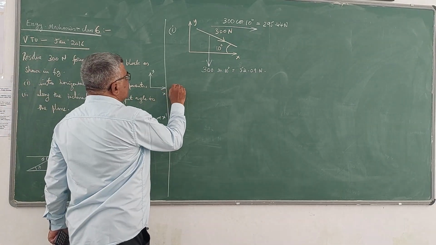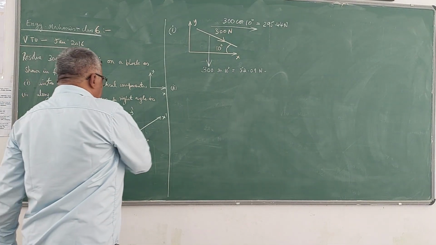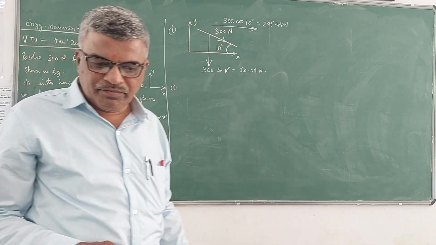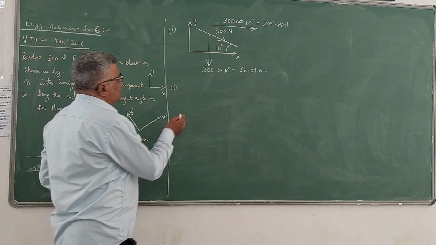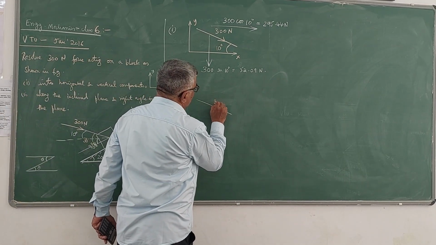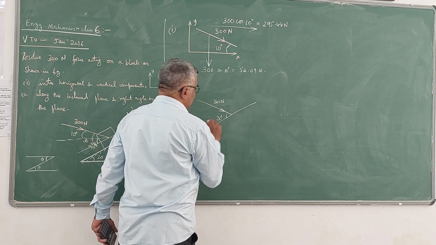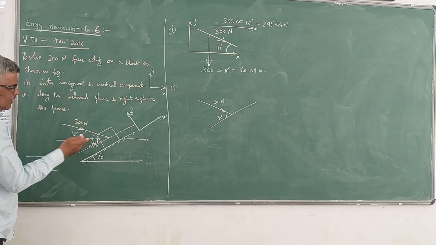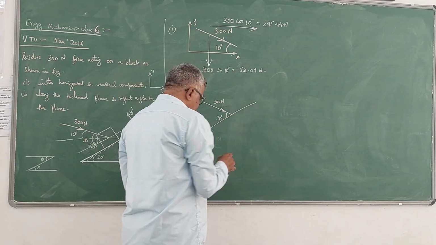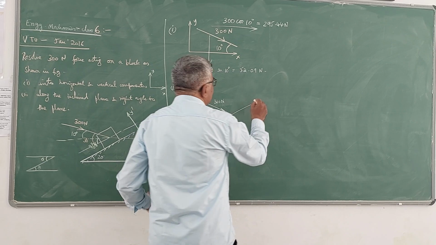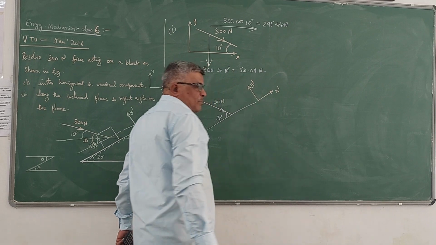Now the second part, he has asked the resolution along the parallel to the plane and perpendicular to the plane. If you take parallel to the plane and perpendicular to the plane, this 300 Newton force, you can see here, this 300 Newton force is acting at an angle of 30 degrees only with the plane. Okay, now this is the plane. The angle made by this 300 Newton with the plane is given as 30 degrees. So now the axis of reference will be now, this is x dash axis parallel to the plane, perpendicular to that is y dash axis perpendicular to the plane.